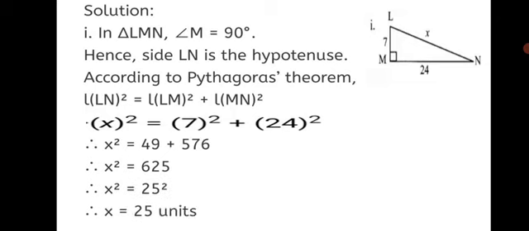Final answer. Now x square is equal to 625, which is the square of 25. So we substitute 625 as 25 square. Now we can remove the squares on both the sides and write x is equal to 25 units. So this way, using Pythagoras theorem, we have found out the side of the right angle triangle which we had to find out.